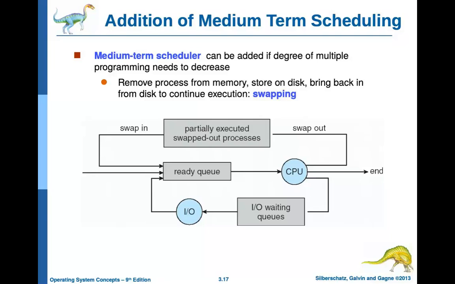So let us come back to the medium-term scheduler. Whenever we want to decrease the degree of multiprogramming, now why decrease? Because maybe throughput is reduced, maybe we are just wasting our CPU cycles switching between the processes. In that case, the medium-term scheduler will be added. The task done by the medium-term scheduler is very simple. That is called swapping.